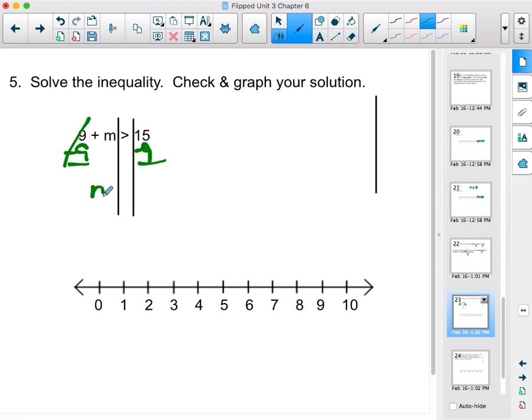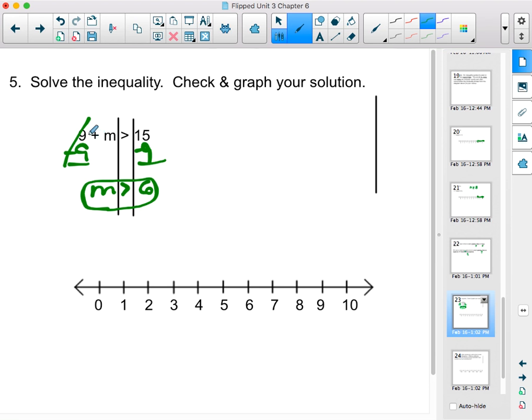We're left with 1m on the left side is greater than 15 minus 9, which is positive 6, on the right side. So our solution is m is greater than 6. That tells me that any number greater than 6 can be substituted here for m, and it would make that statement true. So think of a number greater than 6.